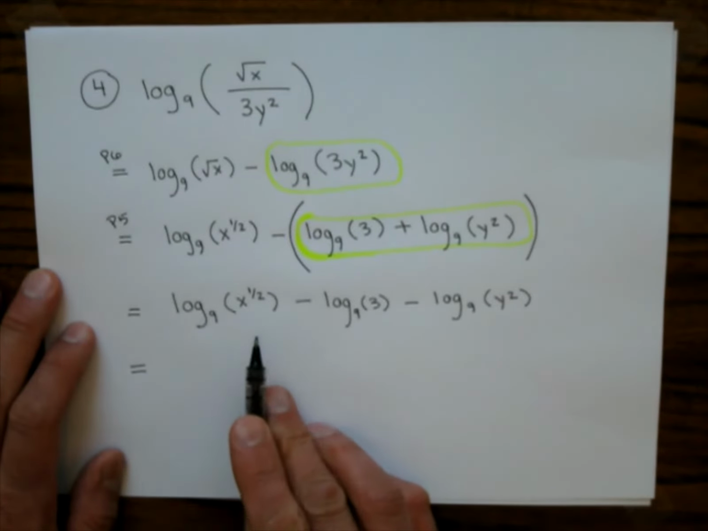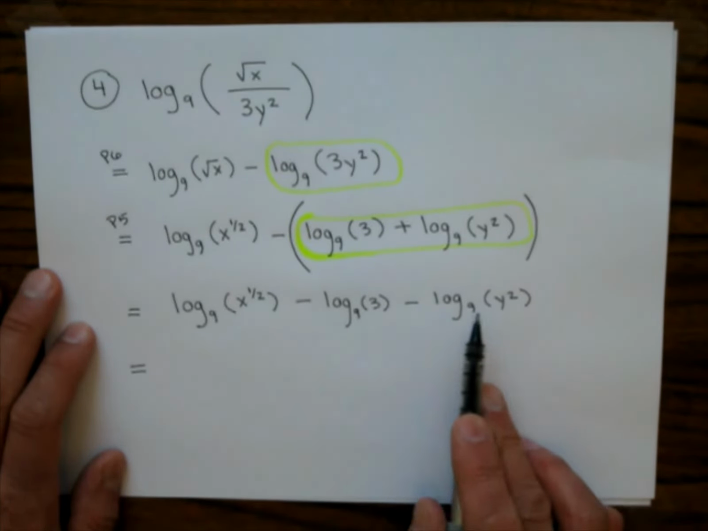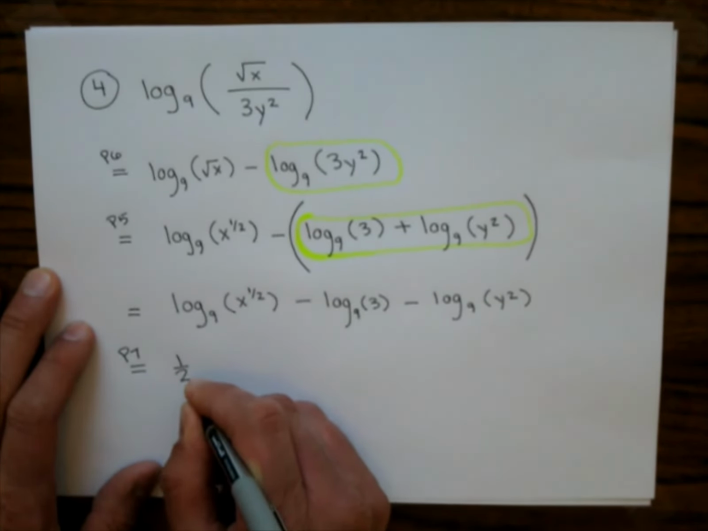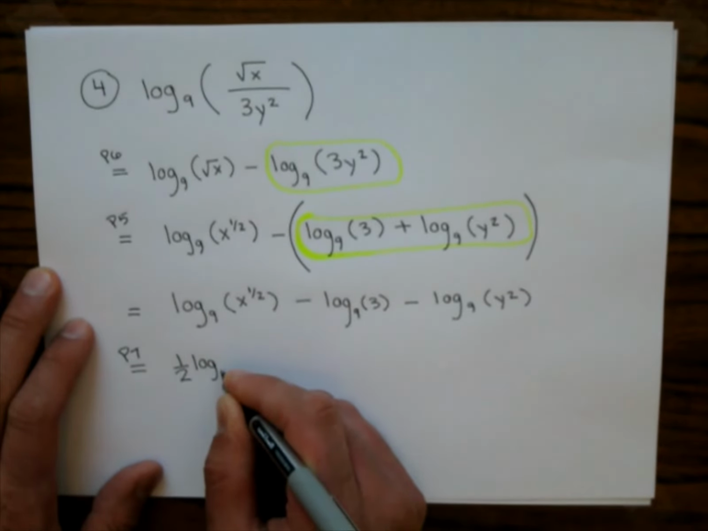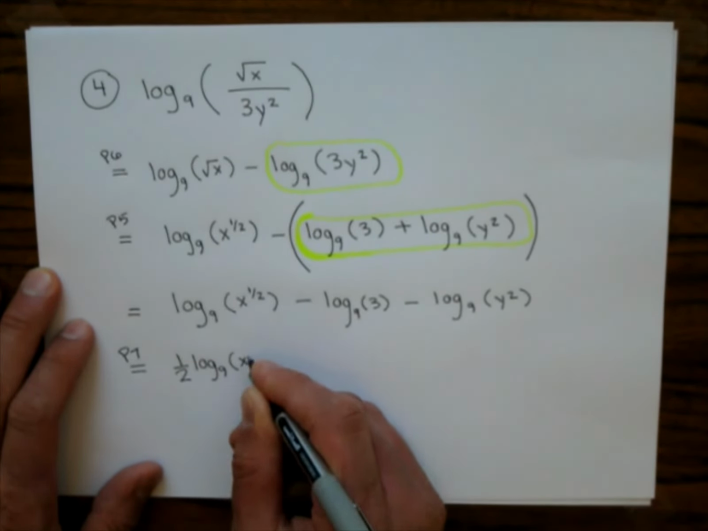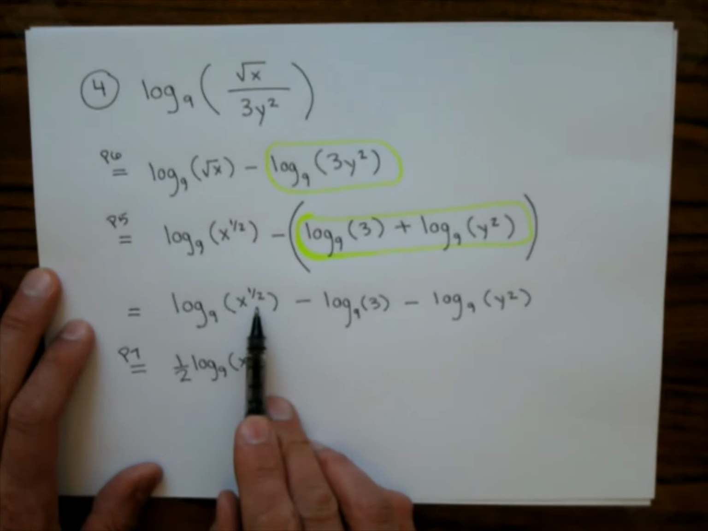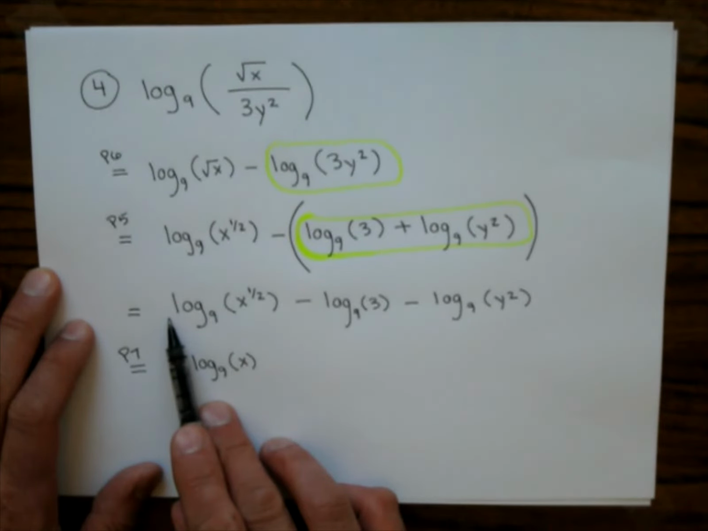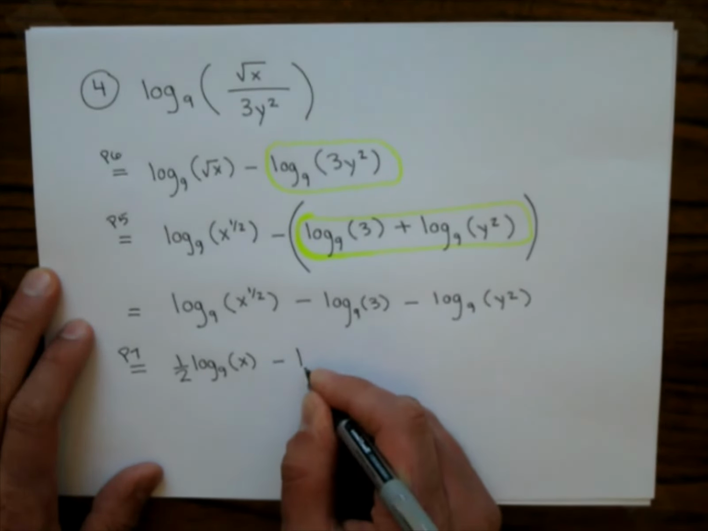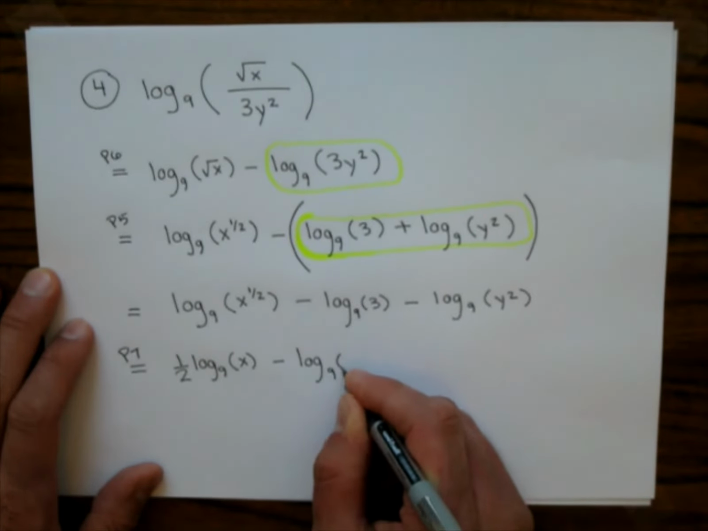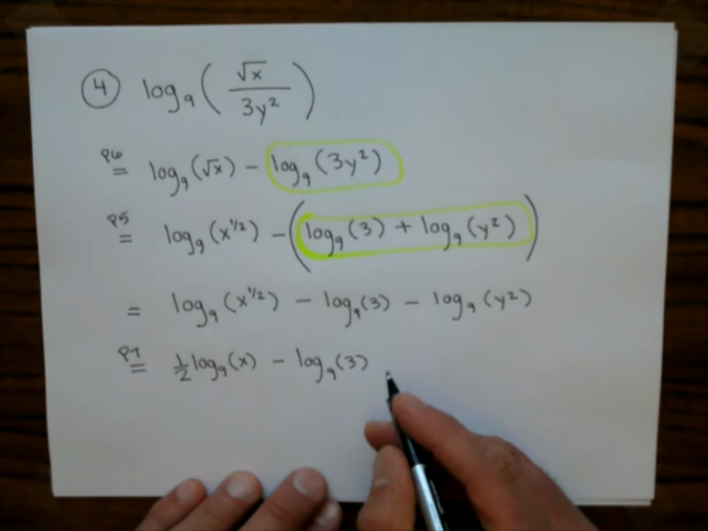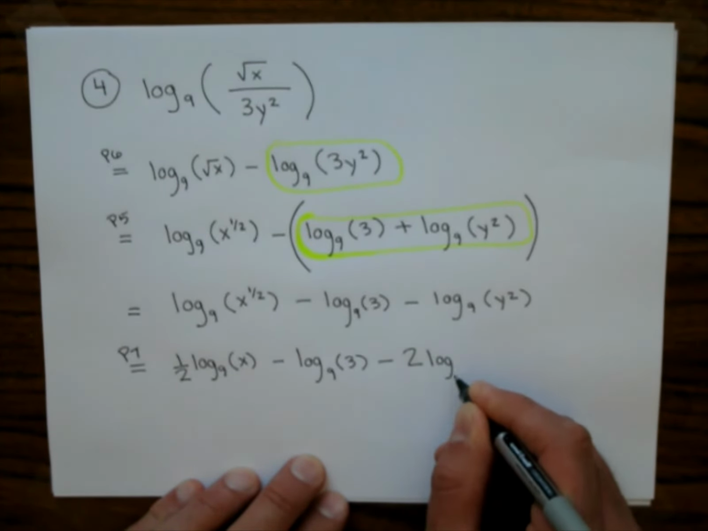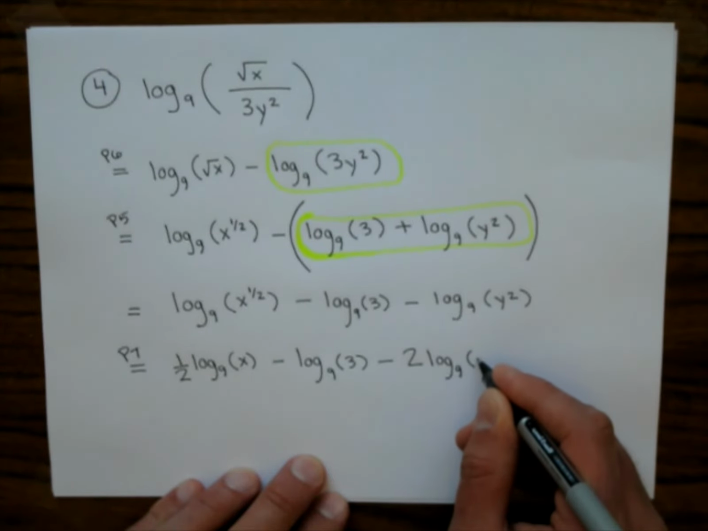Okay, now looks like in our arguments we still have some powers, so we're going to use the power rule, property 7, 1/2 log base 9 of x. So property 7, power rule, sometimes I call it the jumping rule because that guy gets a little jumpy, jumps down there. So we have minus log base 9 of 3. And then same thing over here, the jumpy rule. Look, minus 2 log base 9 of y.